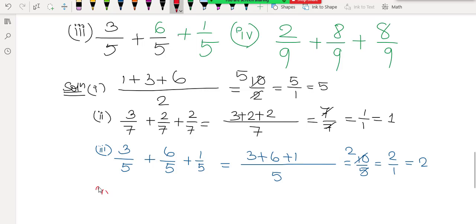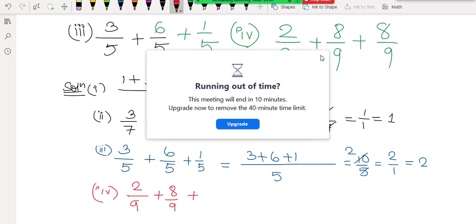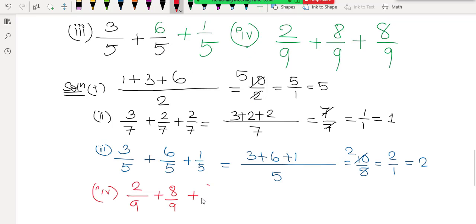That is question number 4. And what is question number 4? That is 2 by 9, 8 by 9 plus 8 by 9. So it will become 2 plus 8 plus 8 by 9. It will become 18 by 9.